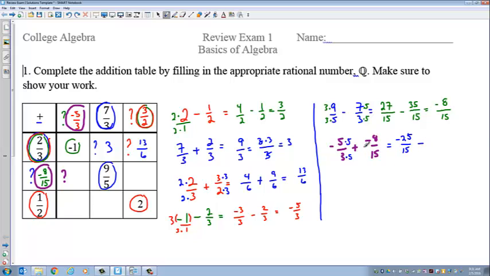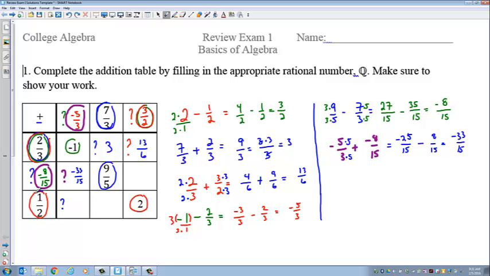And then a plus and negative is a minus 8 over 15, which is really then negative 33 over 15, because negative 25 minus 8 gives us negative 33. So it should be negative 33 over 15. We'll do the one below this.